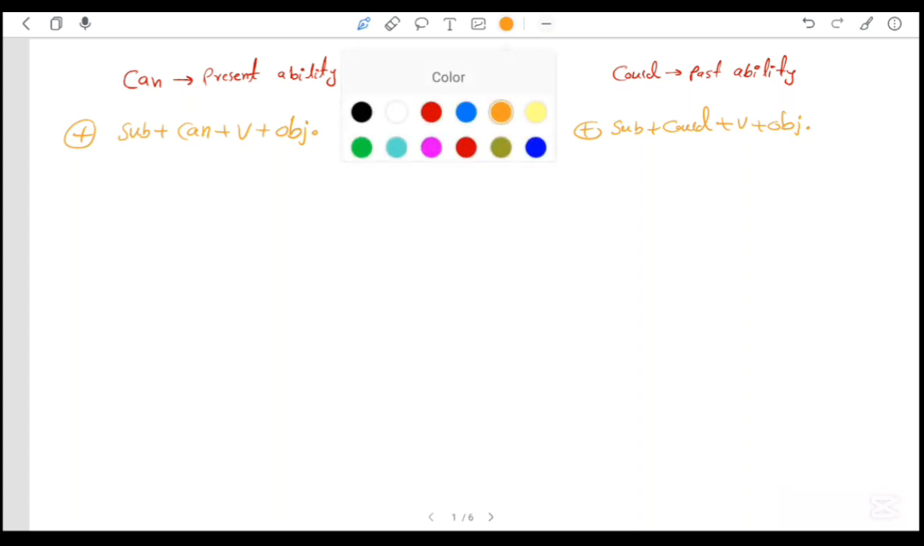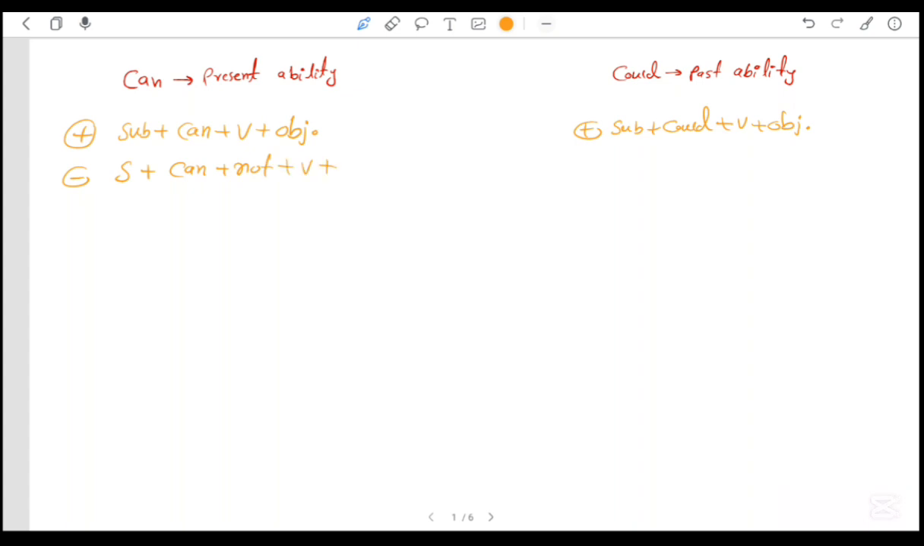In this video, we're going to talk about negative structure. So for a negative sentence using can, you should use first subject, then can, then not, then the real form of the verb, then an object. Let me talk about this, then we will talk about the negative structure of could.